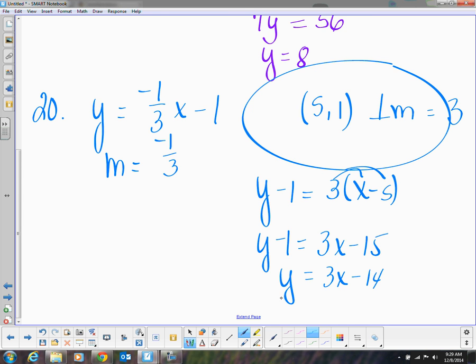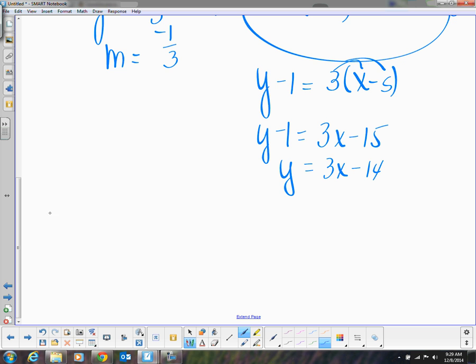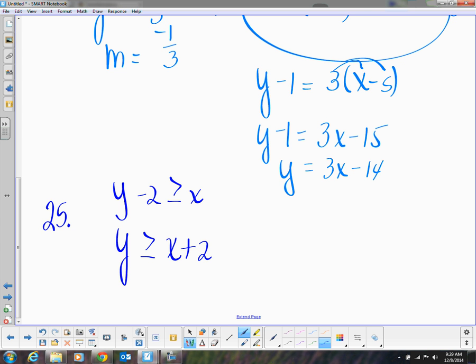Graph the solution. So on 25, the first thing I would do is I would take my y minus 2 greater than or equal to x, and I would get it like this. That's going to be x plus 2. Okay? And so then what's the slope here? Positive or negative? Positive slope. So is this solid or dotted? Solid. Are all those solid lines going up? What can you now already eliminate? A and B.